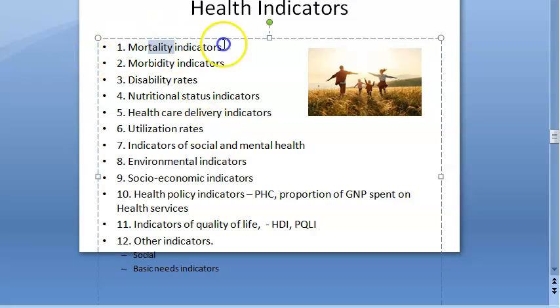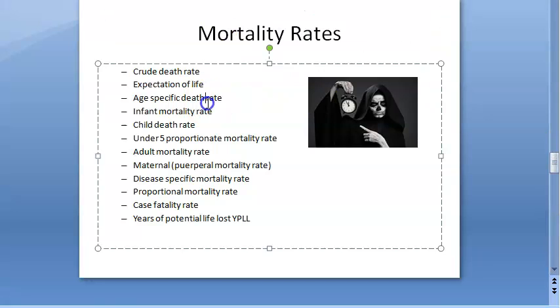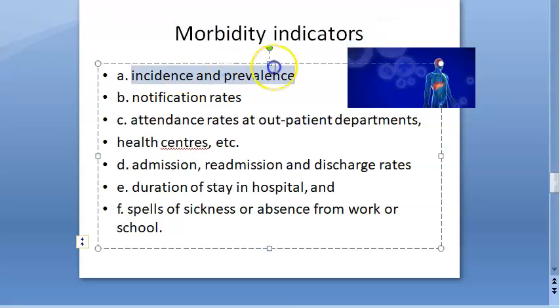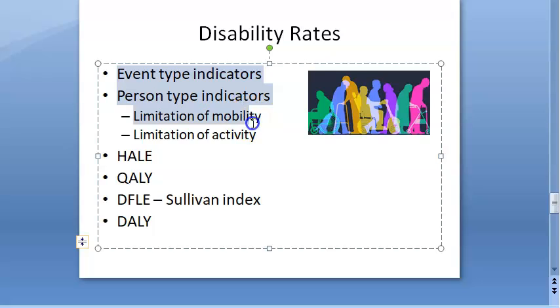So what did you see under mortality indicators? You saw infant mortality rate, maternal mortality rate, under 5 mortality rate. What else did you see? Crude death rate, right? All this we saw. Years of potential life lost, all that under mortality rates. We saw morbidity indicators: incidence, prevalence, then rate of outpatient, admission, inpatient, readmission, discharge, stay in the hospital, right? Bed occupancy, all that you can say. Disability rates will be like event type or person type. You have HALE, QALY, DFLE, DALY, all these we have seen.